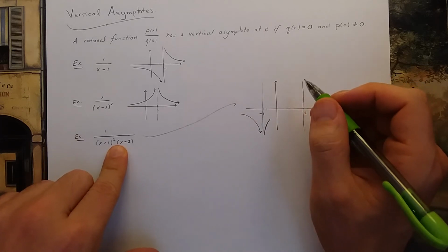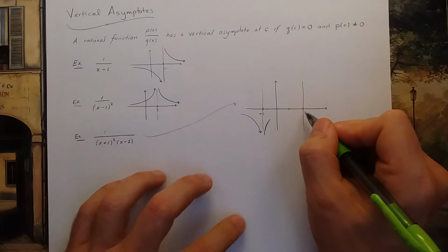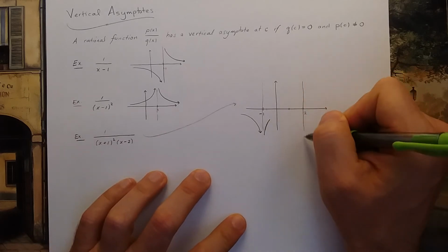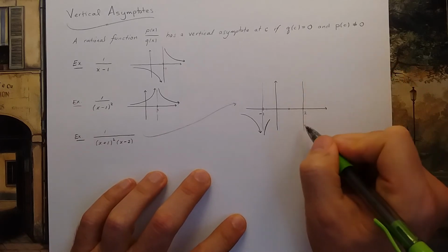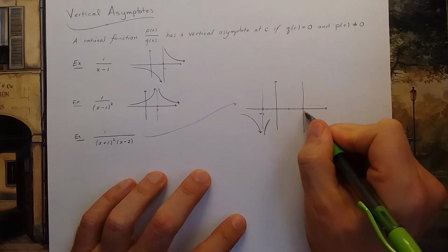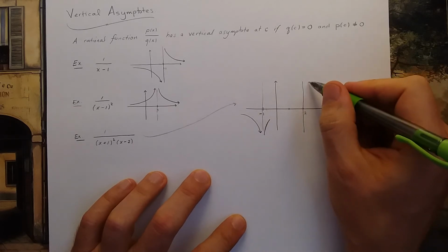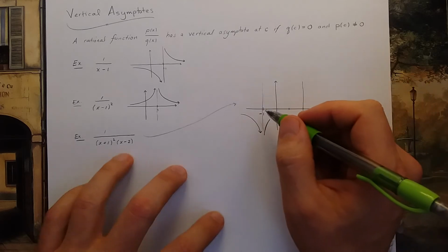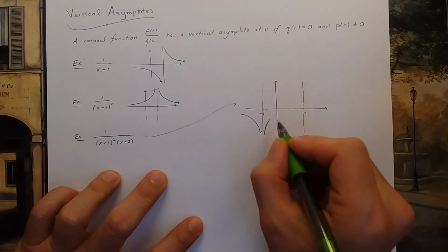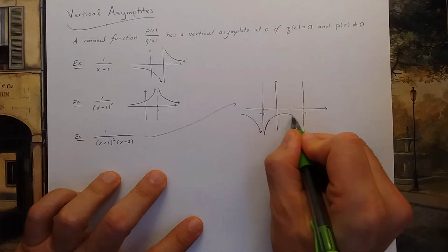If I want to determine the behavior around 2, I could do the same kind of logic. So I can plug in a number like 1.9. I think you'll find a negative. If I plug in a number a little bit bigger than 2, I think you'll find a positive. So the graph actually behaves a little something like this.